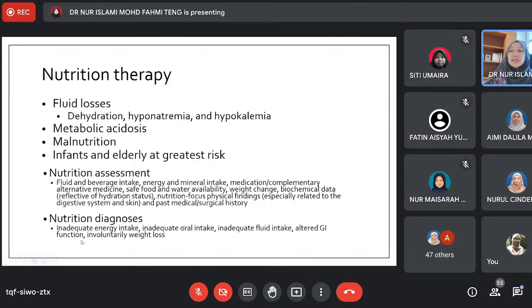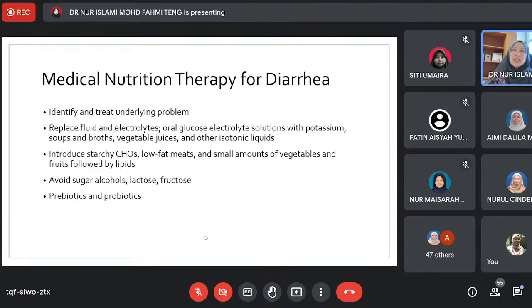And these are among the common nutrition diagnoses: inadequate energy intake, inadequate oral intake, inadequate fluid intake, altered GI function, and also involuntary weight loss. For the medical nutrition therapy, first we must identify and treat the underlying problems. We first identify and we treat that.